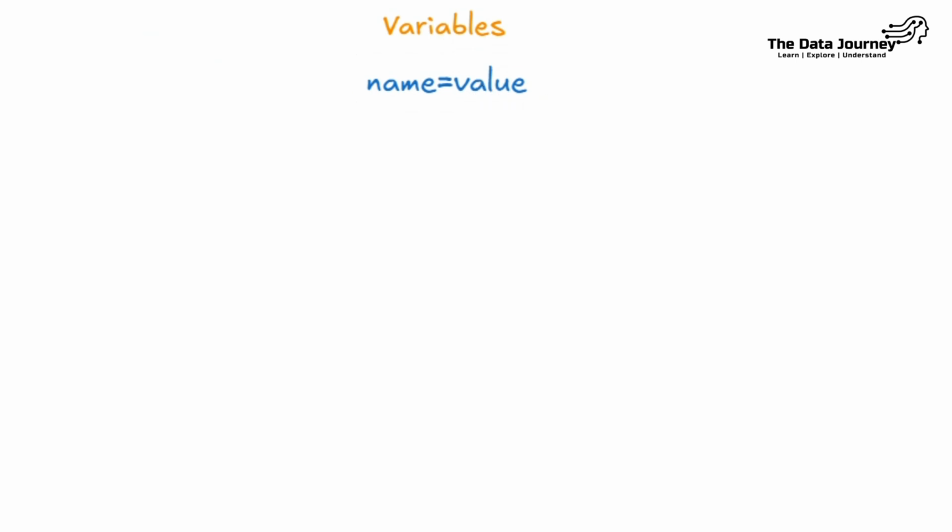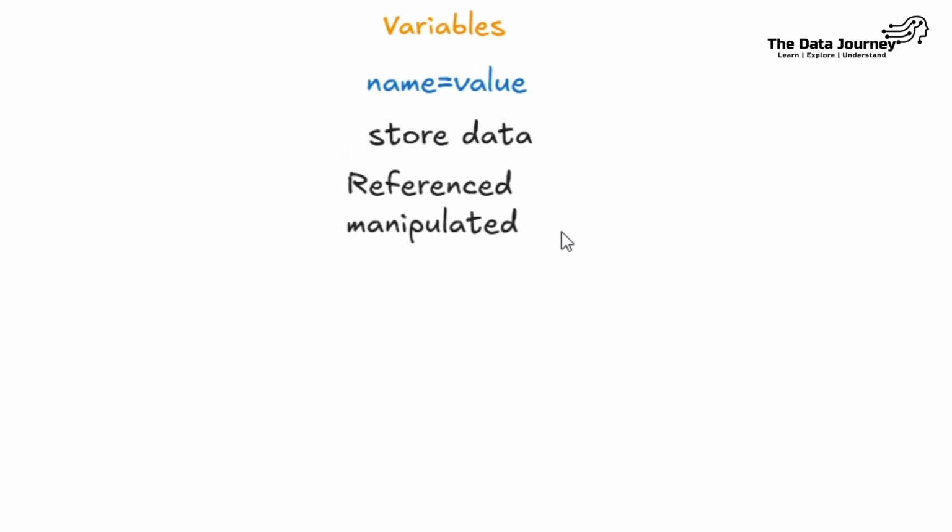Okay, so what does a variable do? The variable stores the data inside it. A variable is nothing but a name which stores a value. So after storing the data, while the program is executed, the variable is referenced and manipulated whenever it wants.